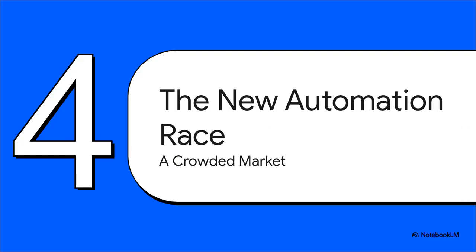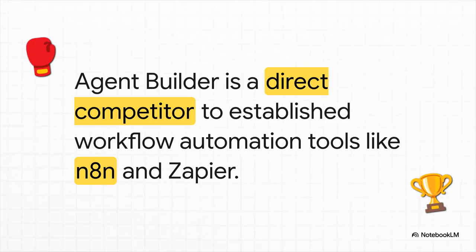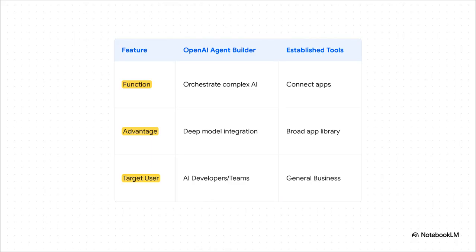Now, let's be really clear about something. This release did not happen in a vacuum. OpenAI is making a very deliberate, very aggressive move into an already crowded and competitive market. With the Agent Builder, OpenAI is essentially throwing down the gauntlet. They're directly challenging the established kings of workflow automation, platforms like Zapier and N8N that millions of businesses already use every single day. This table here breaks down the key differences perfectly.